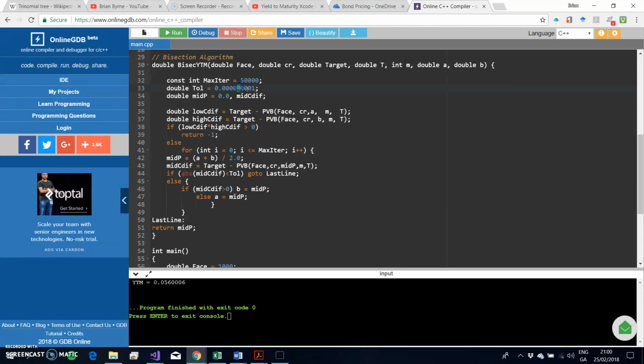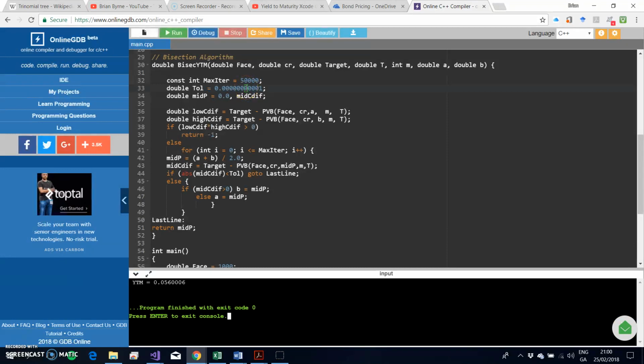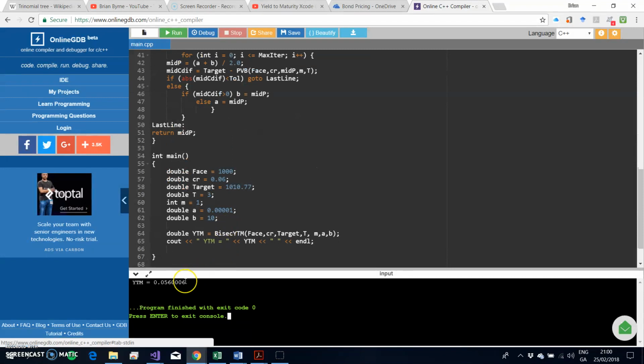Let's put in a few more zeros to see will that clear that up. And one more time. Probably won't do anything, but will take longer. And I think we've probably gone as far as we can go here in terms of the level of accuracy. So 5.6% and a bit is the estimate that we have for yield to maturity.